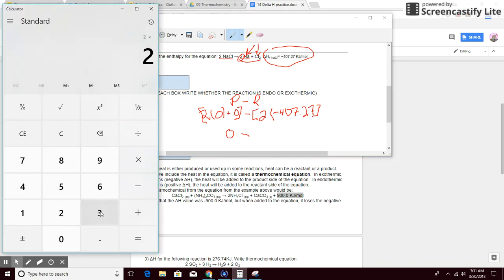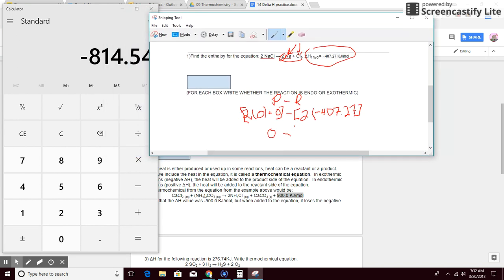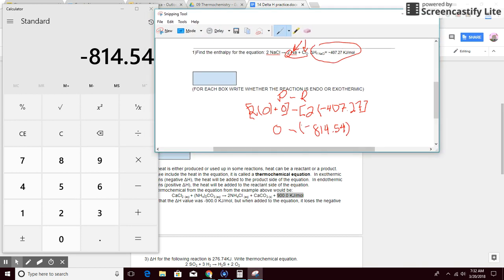2 times negative. Oh, you know what? I think on this, the way that you do negative signs is going to be different on every calculator you use. On this one, it looks like I have to type the number first and then hit that negative sign. So negative, I'm going to put this in parentheses again. 814.54.